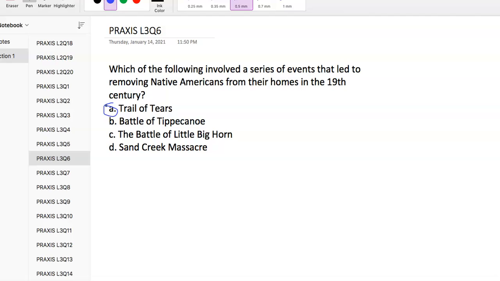The Trail of Tears, that's a series of forced relocations of Indian nations following the Indian Removal Act of 1830. The Battle of Tippecanoe was fought in 1811 and involved U.S. expansion, but it was a one-day battle. Sand Creek Massacre occurred during the American Indian Wars in 1864 and led to the death of over 150 Native Americans in the Colorado Territory. Those are just the basics. With the years, rarely will you be tested on anything about years. It's much more about what the events were.